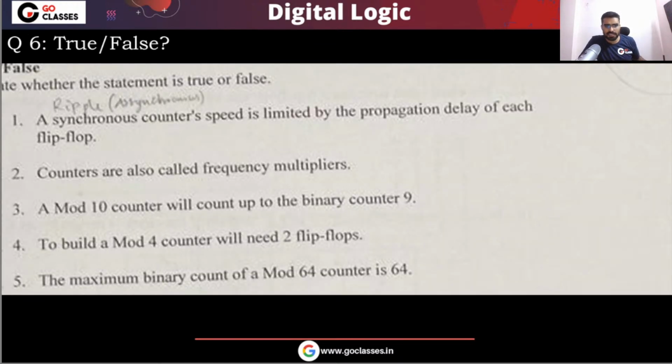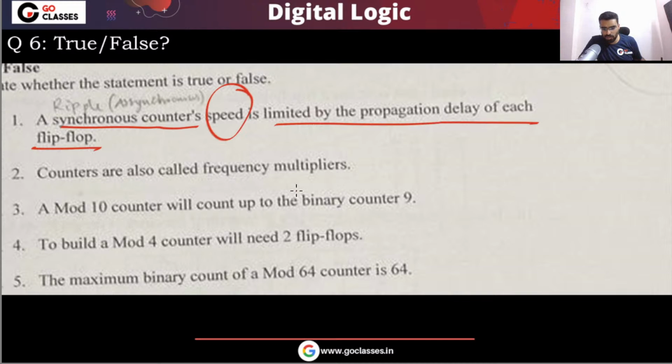Okay, let's see this question. What is this question saying? In the question it is saying that a synchronous counter's speed is limited by the propagation delay of each flip-flop. Is that true? So this statement is wrong. This statement is wrong because this happens in the ripple counter. Remember, in a ripple counter this happens.